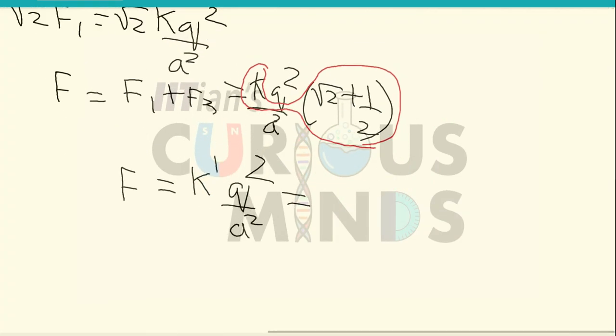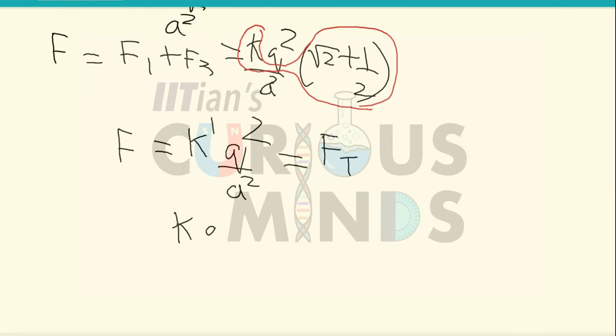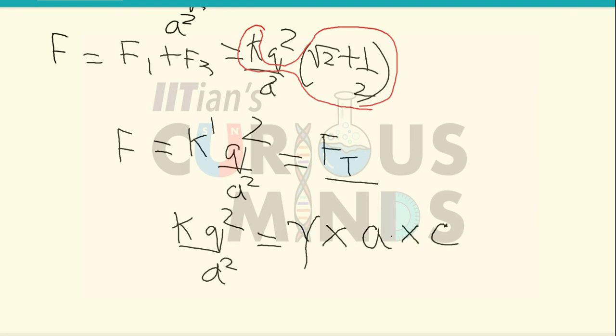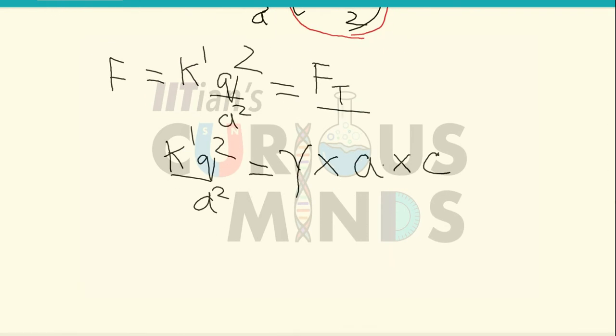So this force will be equal to the force due to the surface tension, so k dash q square divided by A square is equal to the force due to the surface tension, which is written as surface tension, given as gamma, into the perimeter. The perimeter A is multiplied by a certain other constant C. Now I can say that A cube will be equal to q square divided by gamma, into k dash divided by C. C is another constant, so k dash divided by C is equal to k double dash.